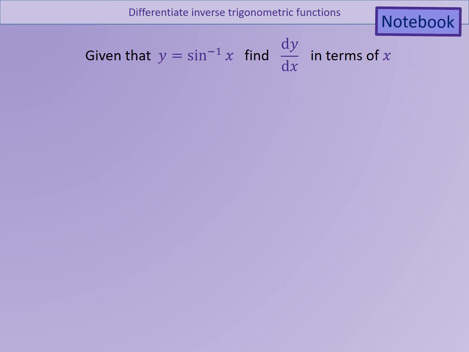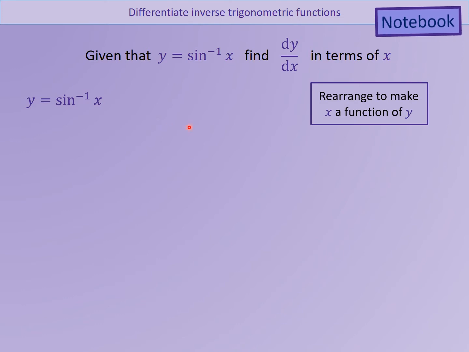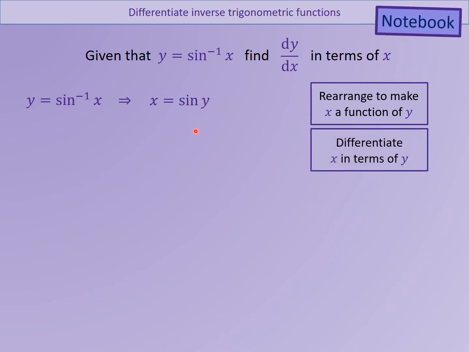Okay, so if we wanted to differentiate sine to the minus 1, we don't know what the actual differentiation of it is. So the first thing we want to look at is rearranging, instead of y equals sine to the minus 1 of x, making it x equals sine y. Now once we've rearranged it to x equals sine y, we do know how to differentiate sine y, because we know that sine differentiates to cos.